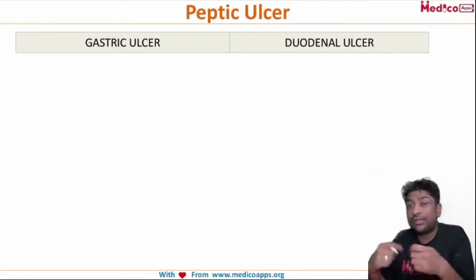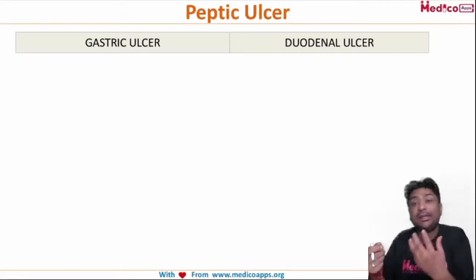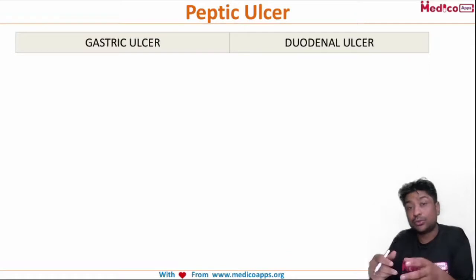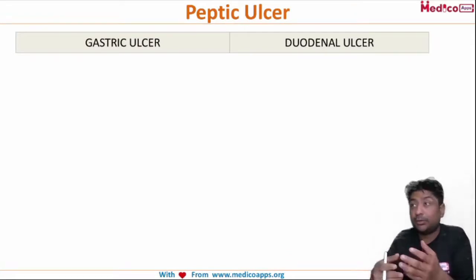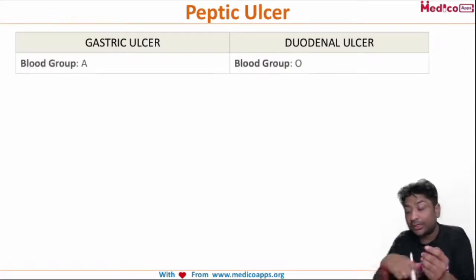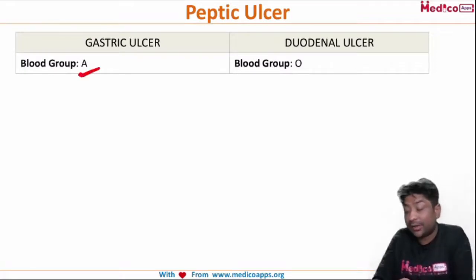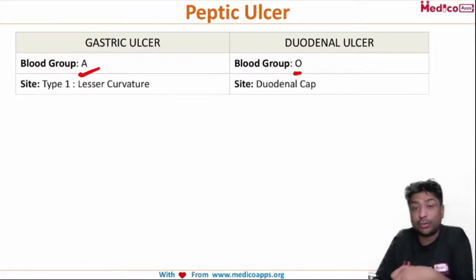And because he is not able to differentiate why that pain is there, he will keep snacking, he will keep eating more and more. So gastric ulcer patients typically will show a lot of weight loss, and a duodenal ulcer patient may gain weight because of excess snacking. So let's quickly look at the differences. For gastric ulcer, the blood group typically seen is type A, whereas in duodenal ulcers, most commonly the people affected belong to blood group B.